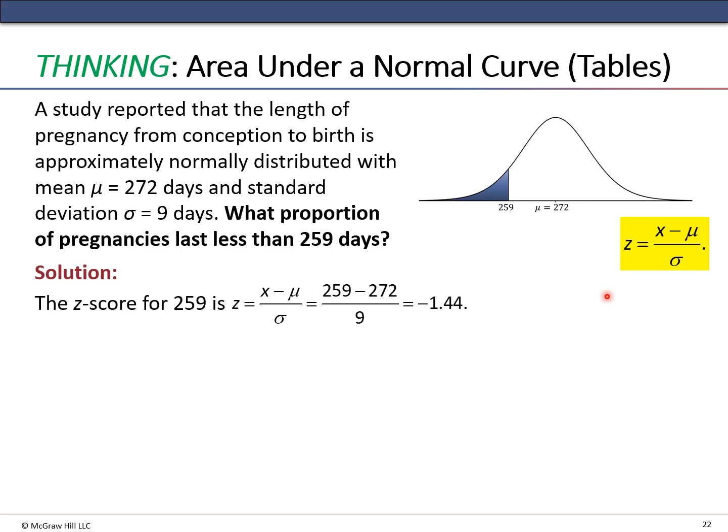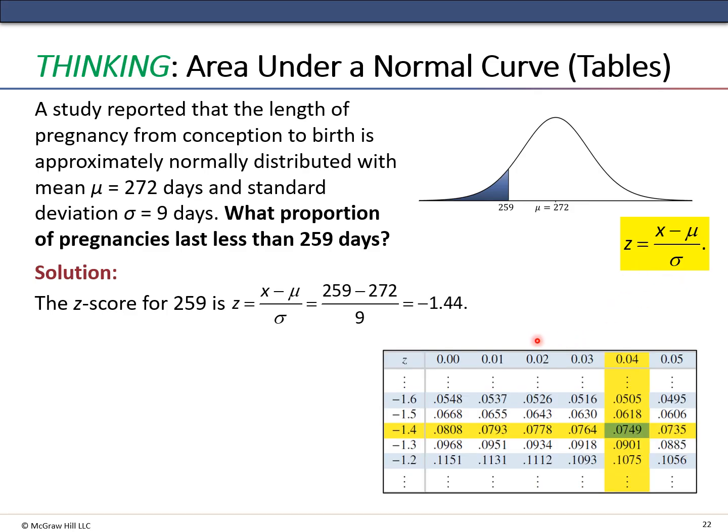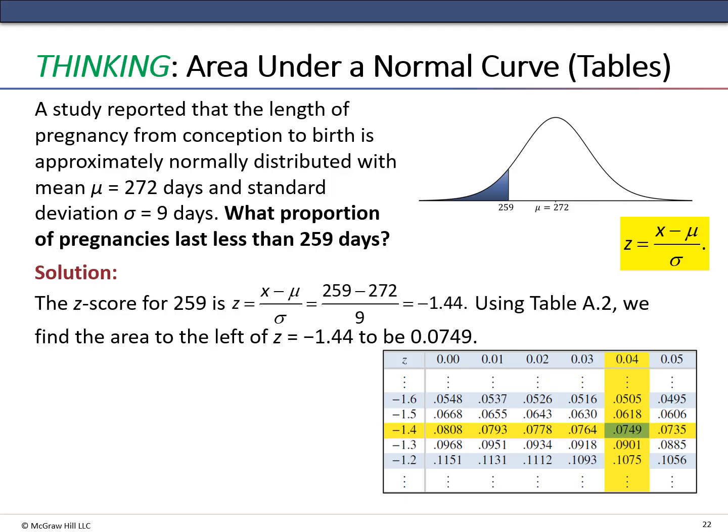Now we need to find that negative 1.44. Again, we go to our table, go down to negative 1.44. The column is the single unit and then the tenths, 1 decimal place, negative 1.44, and we go over to 0.04. When we add those together, we get 1.44. And here we can see the area or proportion or probability is 0.0749. So the area to the left is 0.0749.